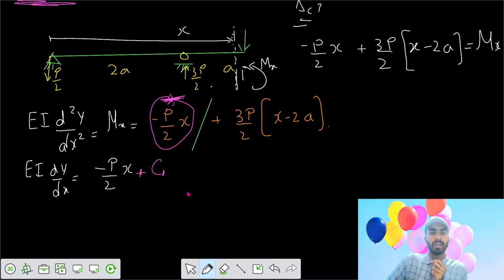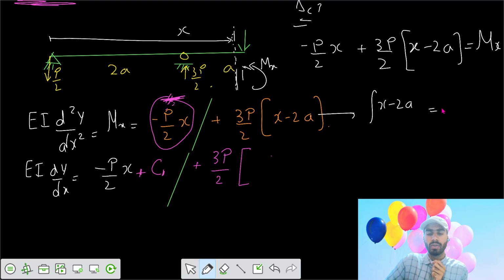So we can write C1. Then after that we have this sign, then we have the positive sign. So we have to integrate the term that's a function of x. And here the critical case is that we don't have to integrate x minus 2a in this way, where if we integrate it dx, we say that it is x squared by 2 minus 2ax. You don't have to integrate it this way.